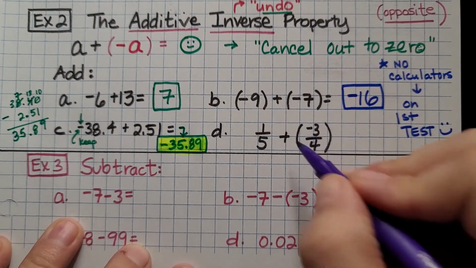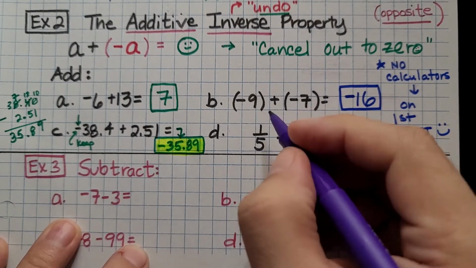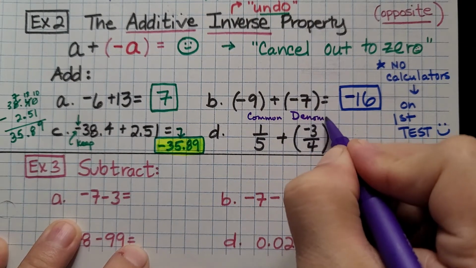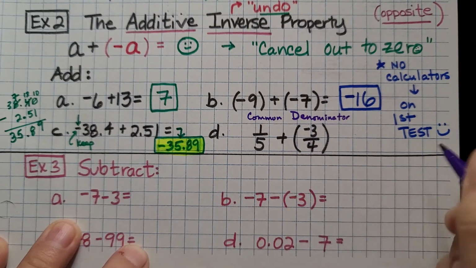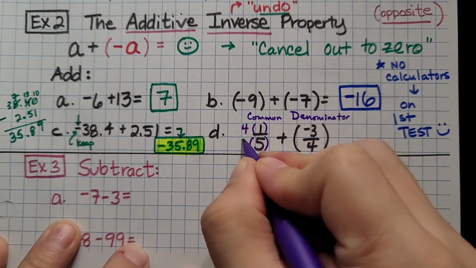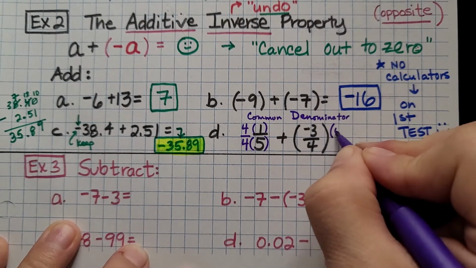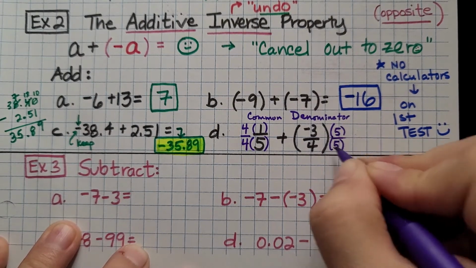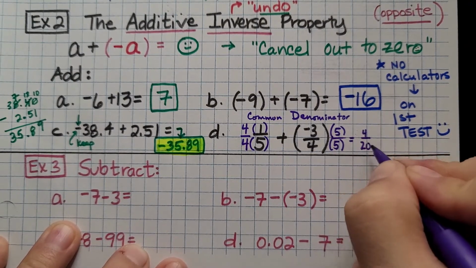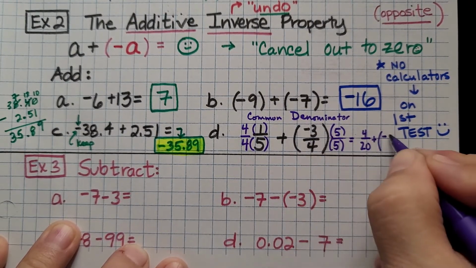Fractions. So many people have a fear of fractions. Don't be afraid of fractions. Fractions are your friends, all right? What you need to find or create is a common denominator. Out of 5 and 4, that common denominator is 20. So I'm going to multiply this first fraction by 4 over 4. That's a fancy number 1. I'm going to multiply the second fraction by 5 over 5. That's another fancy 1. That's going to leave me something like 4 over 20 plus a negative 15 over 20.